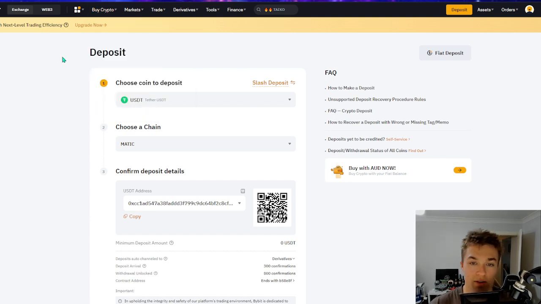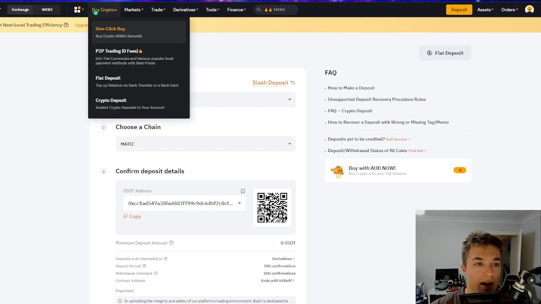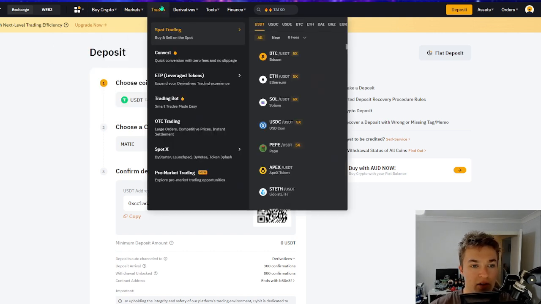Now, next thing you're going to want to do, as we just said, we've signed up, verified our account, and deposited some funds. Now we've got some USDT in the account. What can we do now with this money? So first things first is going to be trading.